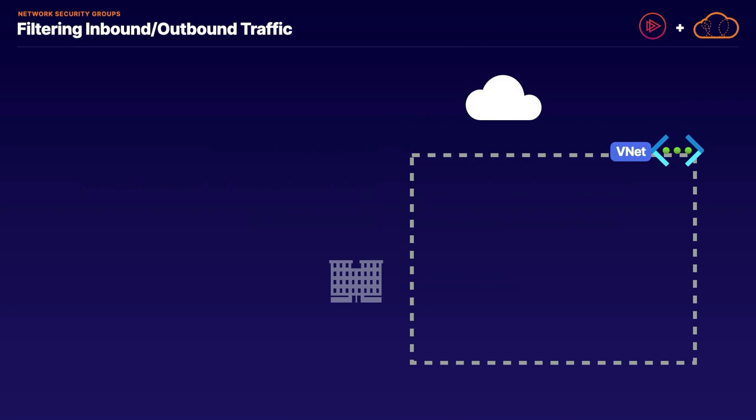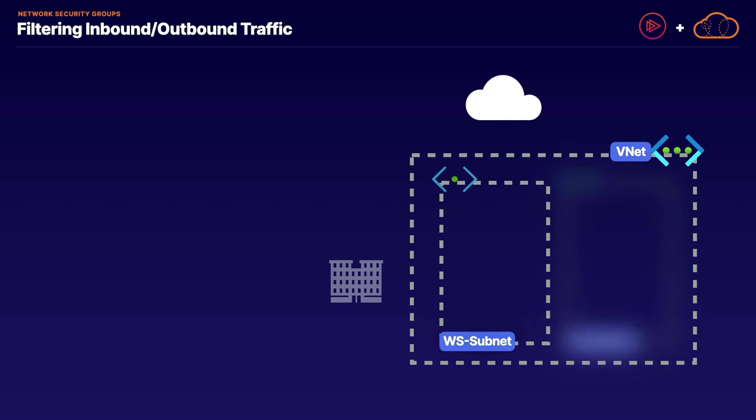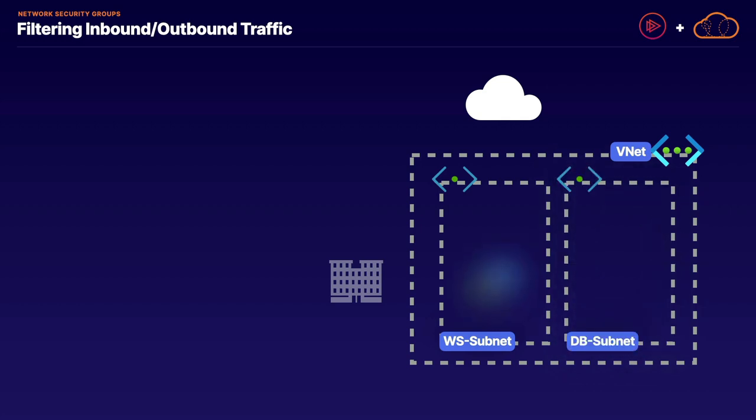Let's start off with a diagram here. Let's say we have an on-premise network and we have a virtual network, and inside of this virtual network in Azure, we have two subnets, a web server subnet and a database subnet, each with a virtual machine workload that is providing the web serving functionality and the database for our web application. And each of these subnets has a network security group at the subnet boundary.